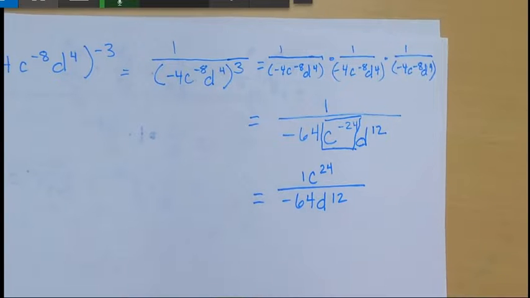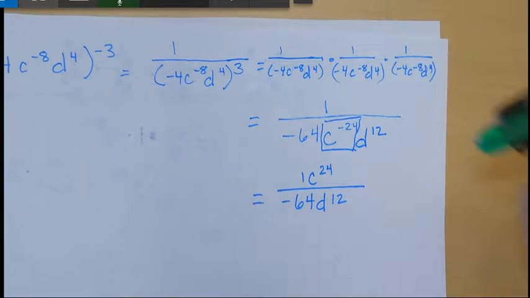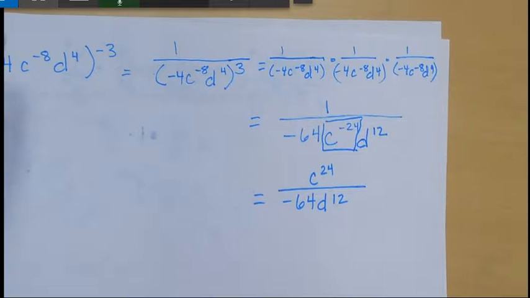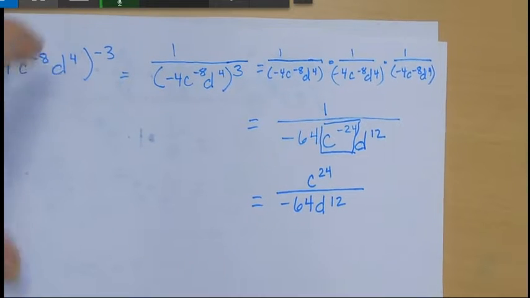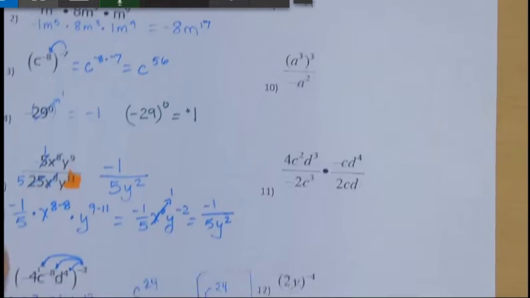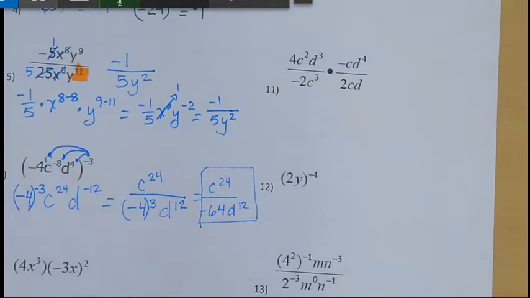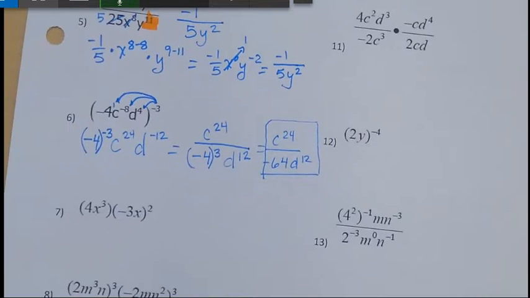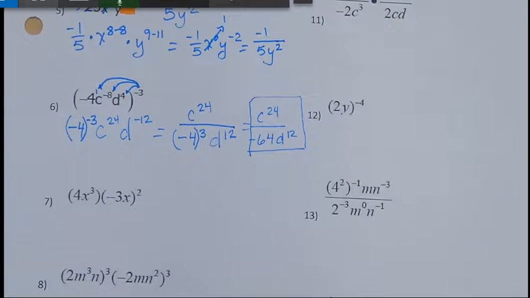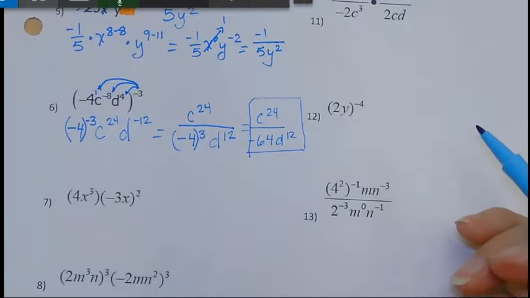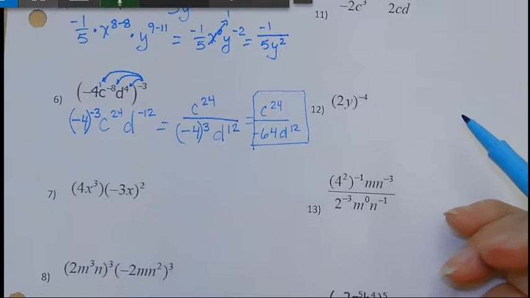Okay, and of course we don't need to have that coefficient of 1 because we know we don't need that. And so we'll just write that as c to the 24th over negative 64 d to the 12th. And we will double check that that's what we got before. C to the 24th over negative 64 d to the 12th. So there are multiple ways to solve these problems. And you can always check your work by imagining a different way. Okay, we'll do 2 more problems on this video, and then we'll continue on with the remaining problems in subsequent videos.